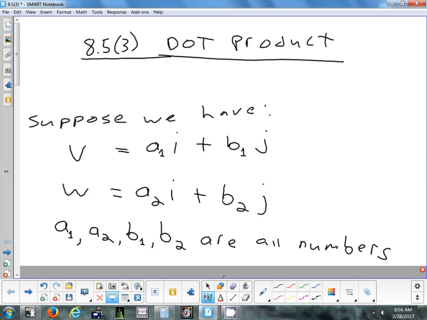Okay, so what I've done here is I've just written 2 vectors in unit vector form. Each vector has a horizontal component. Each vector has a vertical component. And those would all be numbers. They could be fractions, decimals, positive, negative. But A1, A2, B1, B2 are all numbers.